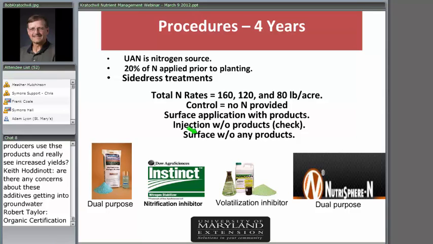Again, we were looking at the 4 products: Instinct, which is a nitrification inhibitor; Agrium, volatilization inhibitor; Agrium Plus, which is the dual-purpose product; and Nitrification, which also promoted as a dual-purpose product, but there are some questions about the performance of Nitrification.